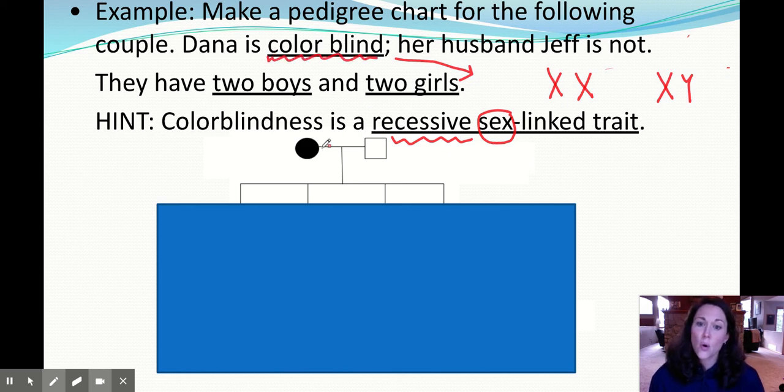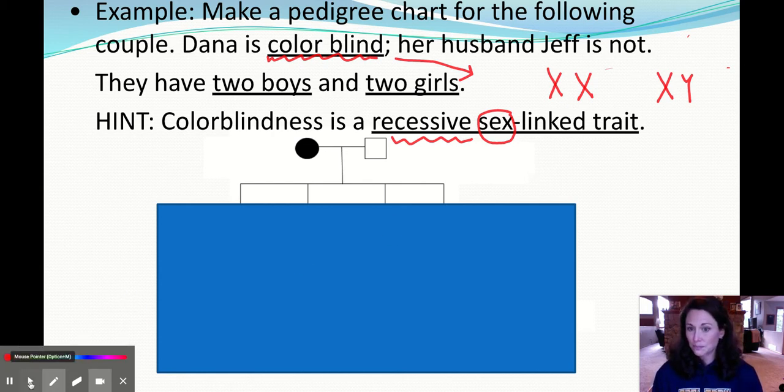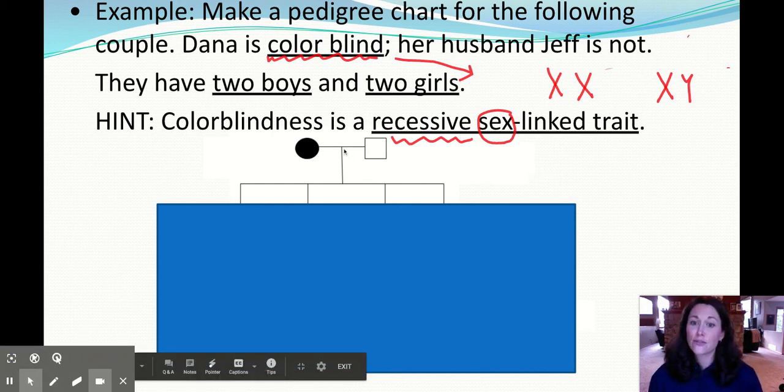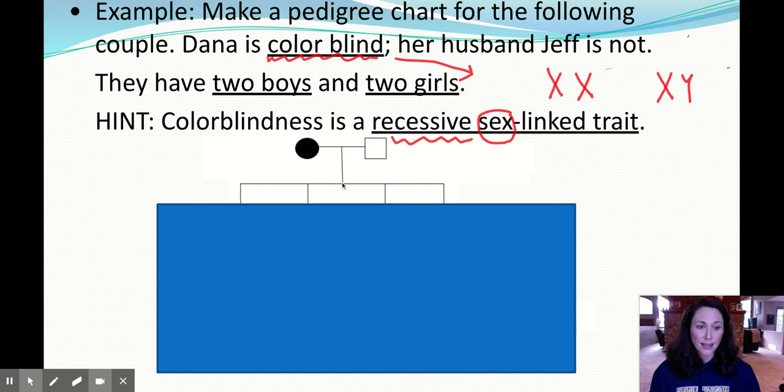Then we're going to put a horizontal line connecting her to a square, who is Jeff. And it says that Jeff is not colorblind. So those things should be in your notes. Then it says they have 2 boys and 2 girls. So we're going to draw a line down that indicates that they have 2 boys and 2 girls.